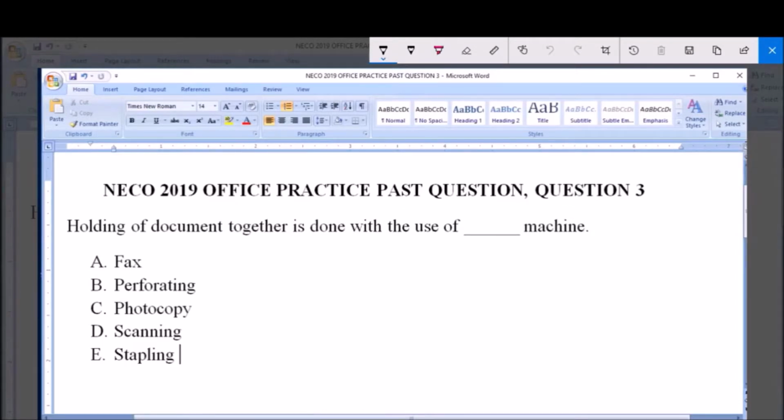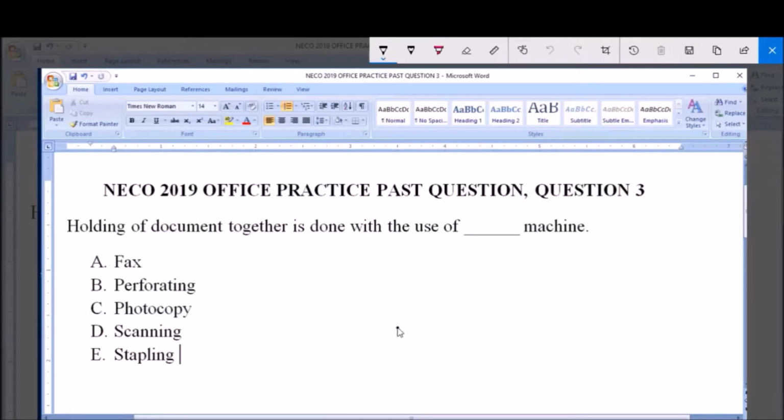Holding of documents together is done with the use of dash machine. A. Fax machine. B. Perforating machine. C. Photocopy machine. D. Scanning machine. And E. Stapling machine. So we are asked to pick an answer which is a machine used for holding documents together.